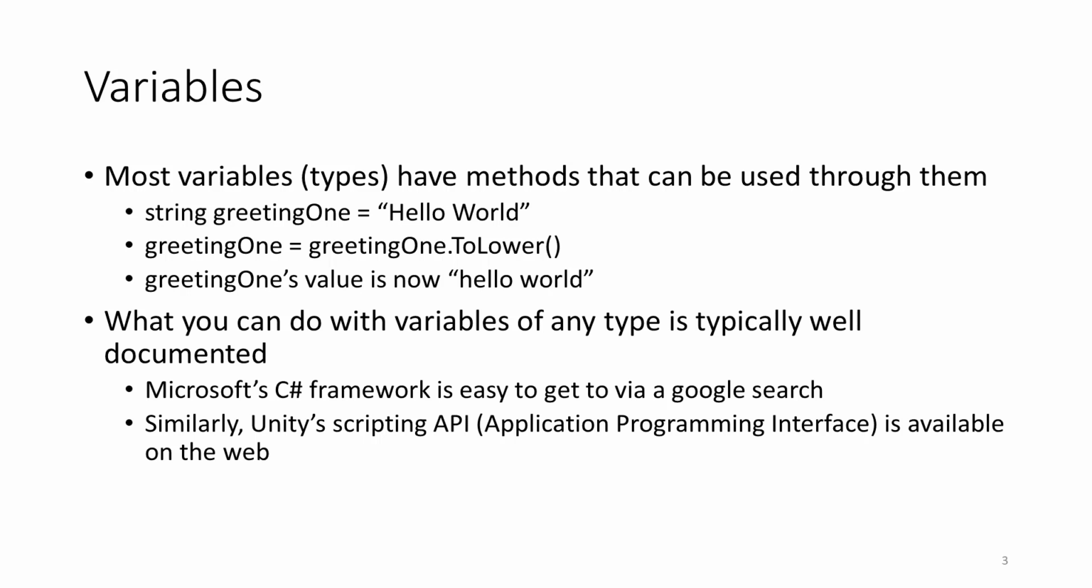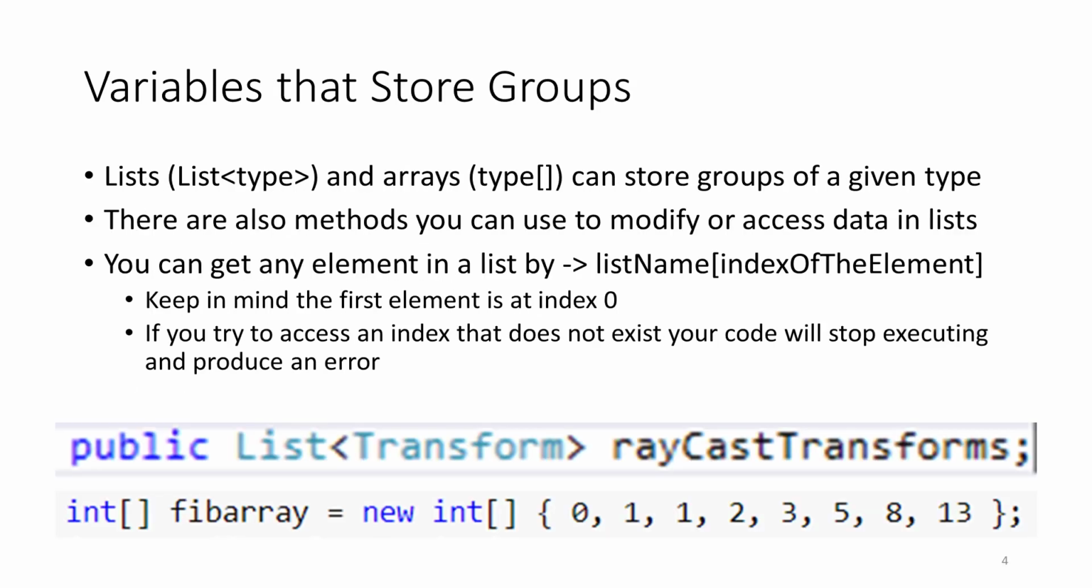What you can do with the variable of any type is typically well documented. Microsoft's C# framework is available online and is easy to get to through a Google search. Similarly, Unity Scripting API, our application programming interface, is available on the web. There are also variables that store groups of a given type. Two examples are lists and arrays. Lists and arrays also have methods that can be used to modify or access data inside them.